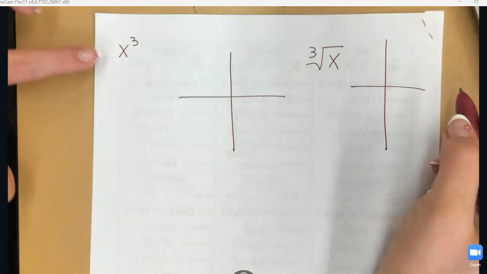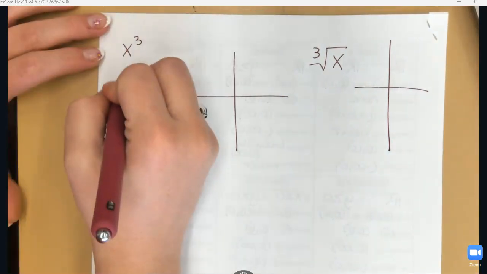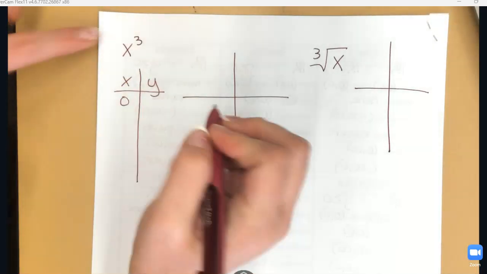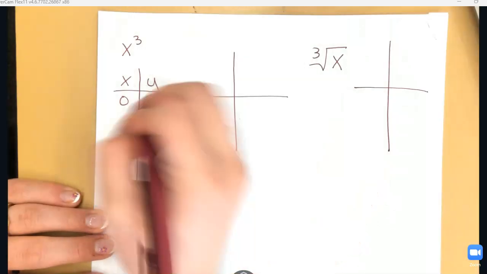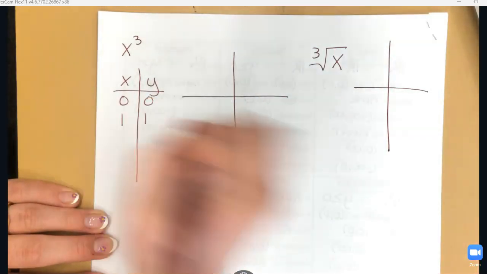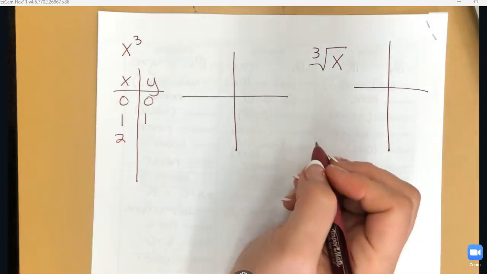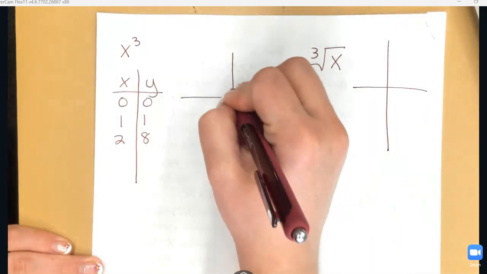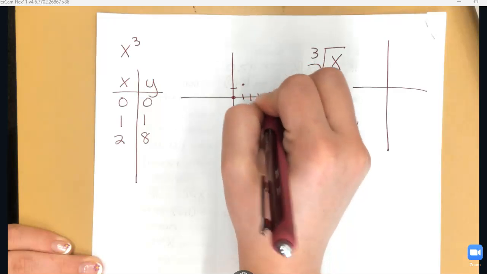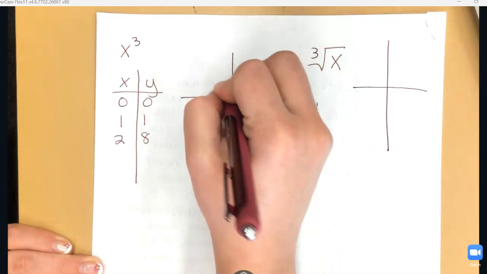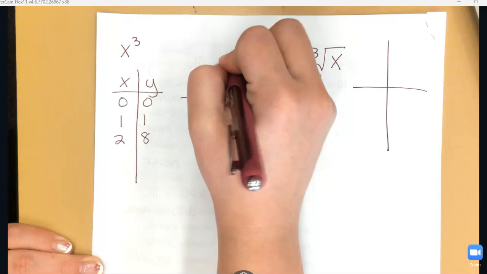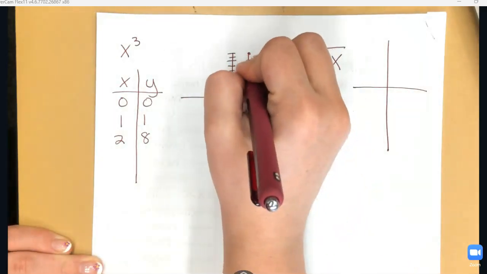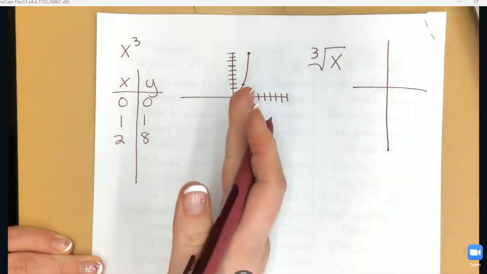So if I'm starting with x cubed and I make a little xy table, well, when x is 0, 0 cubed is 0. When x is 1, 1 to the third is 1. When x is 2, 2 to the third is 8. So that kind of gives me an idea for a few of these points.